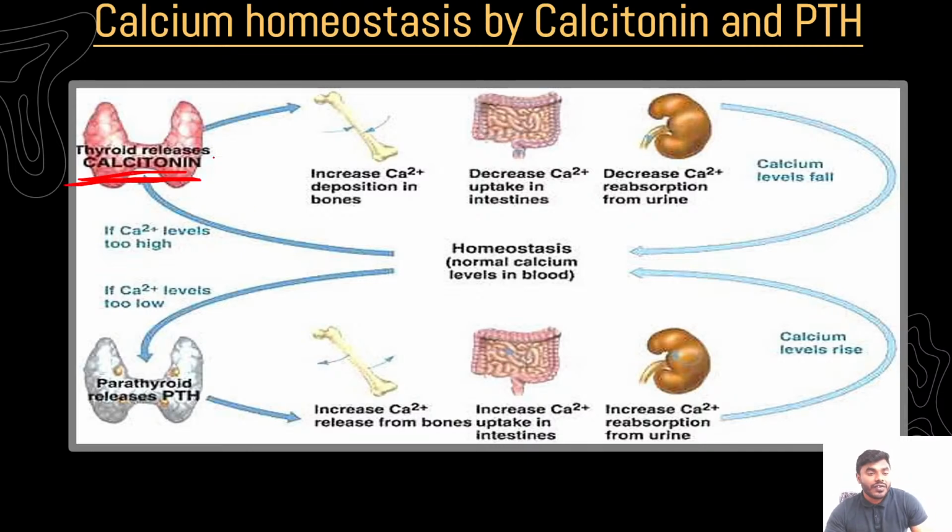Calcitonin is released from which gland? Thyroid gland. And parathyroid hormone is released from which gland? Parathyroid gland. Now the question is very clear. What is the fundamental role of parathyroid hormone and what is the fundamental role of calcitonin? Keep it in your mind. These two are extremely required to maintain the homeostasis. We all know it very well, friends.